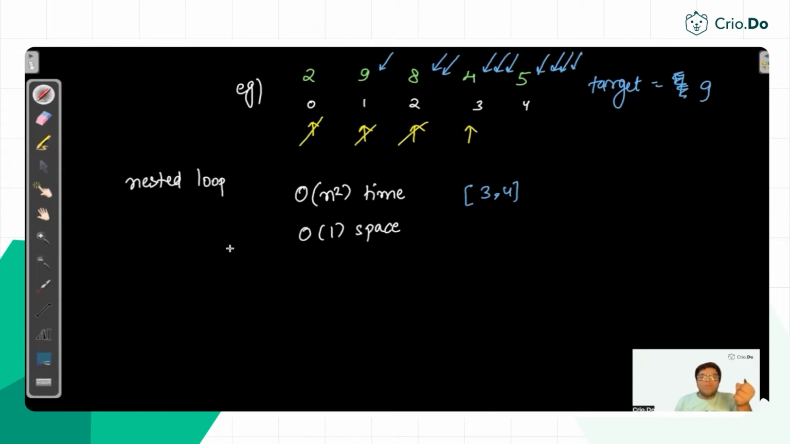But can we optimize it further? Can we do better than n square time complexity? The answer is yes, we can. What will be the optimized solution? How will I come up with the optimized solution?